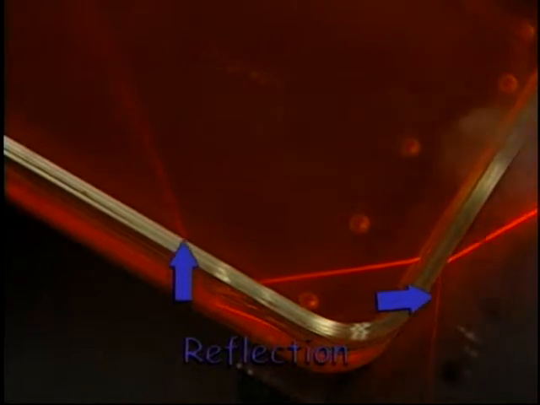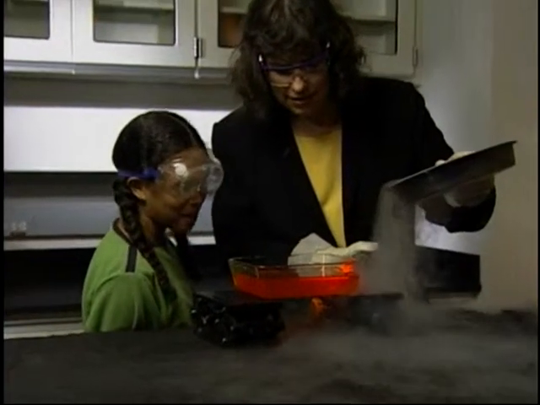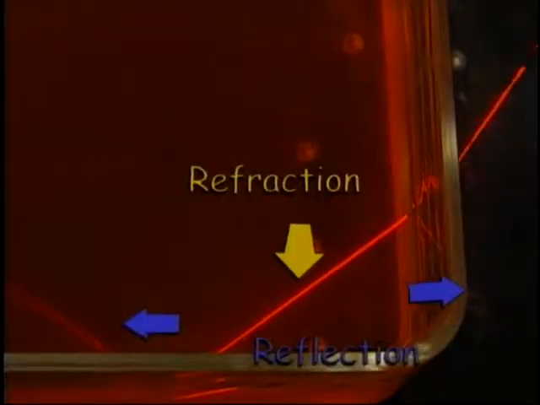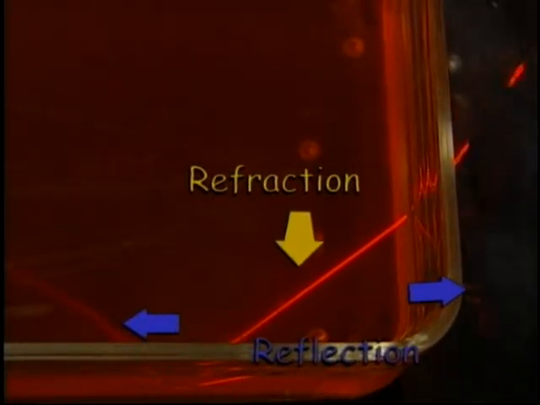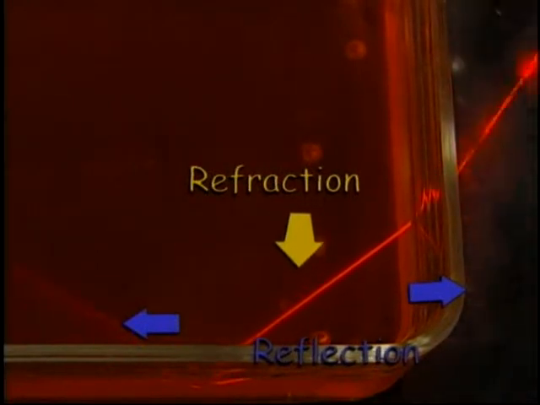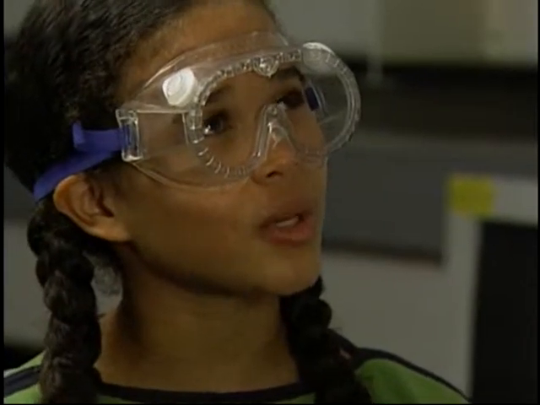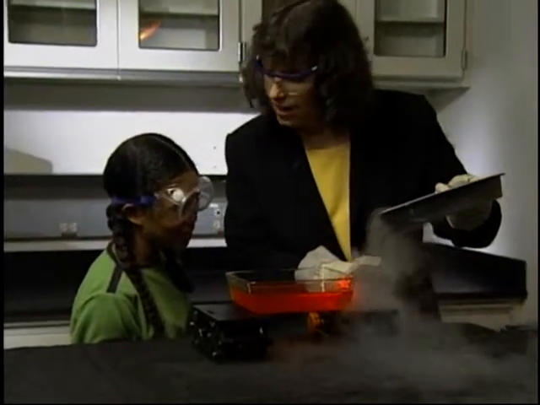I see the light coming off into the gelatin. That must be reflection. Right. But the light is also being bent. Why is that? Well, when light travels from one medium, such as air, to another medium, such as gelatin, its speed changes. And when the speed changes, the light bends, and we call that light refraction. Does the speed of light speed up or slow down when it's going through the gelatin? Well, because the gelatin is thicker than air, it slows down.